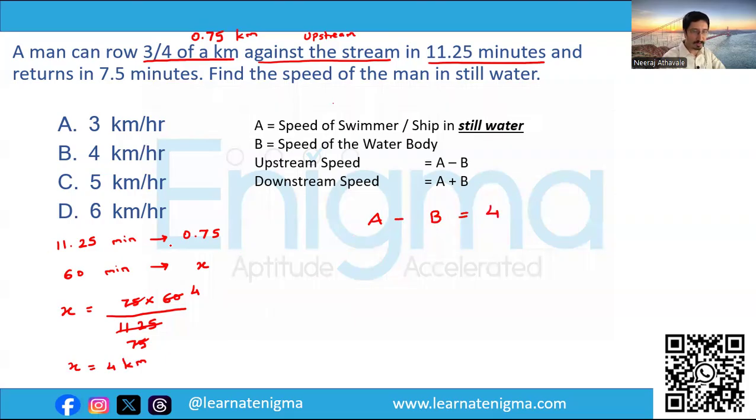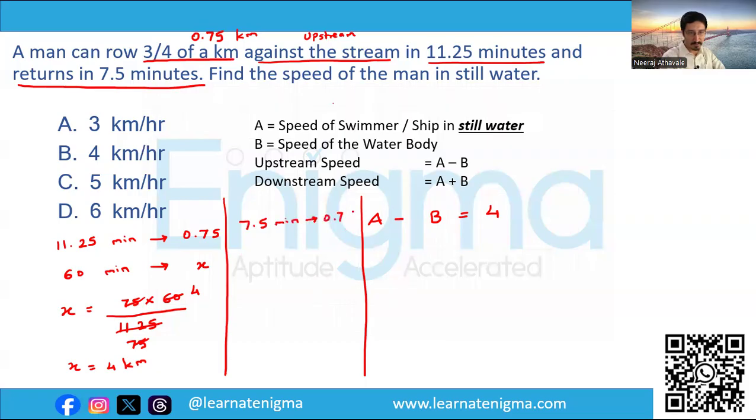Now let's do the similar thing for returning. Now while going it was upstream, so obviously while returning it will be downstream. So let's do it over here. Exact similar data. So 7.5 minutes, we have 0.75. So in 60 minutes, it will be how much? Let's assume y over here. So y will be 0.75 into 60 divided by 7.5.